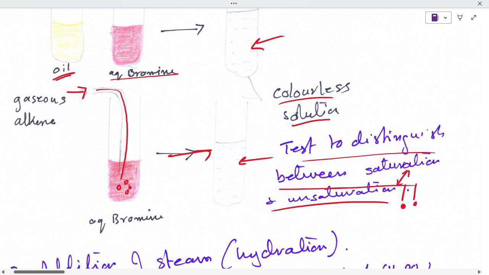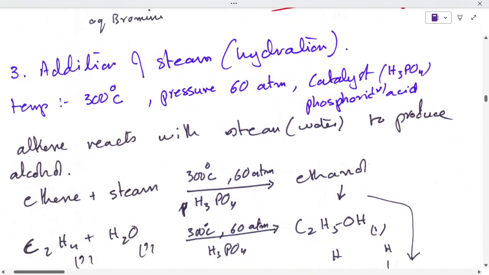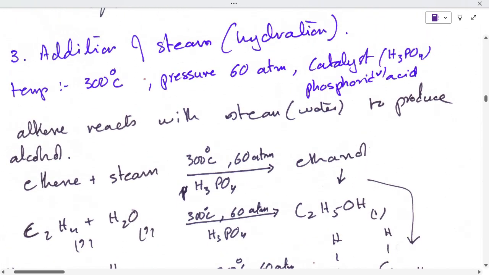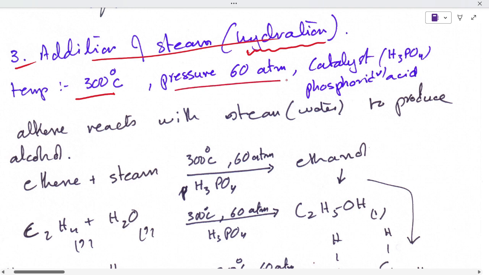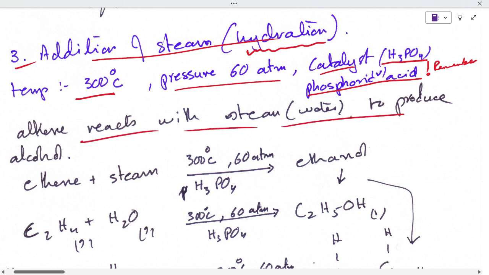Now we come to the third reaction, addition of steam. It is also called hydration. Now here the temperature is 300 degrees centigrade, pressure 60 atmosphere, and catalyst H3PO4, which is known as phosphoric acid. Must remember these conditions. Alkene reacts with steam to produce alcohols.